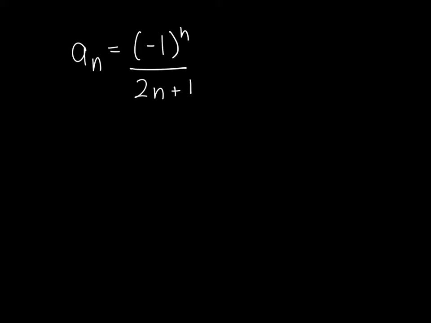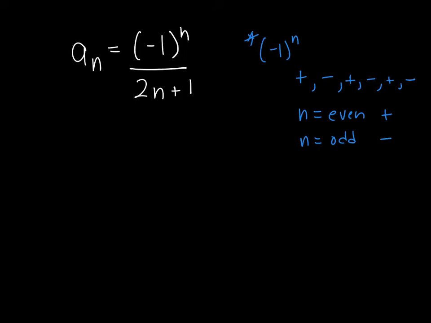So I want to talk about this one particularly because this one has a special piece in it that's really important. If you ever see -1 to the n power, this will give you a sequence that alternates signs. The first will be positive, the next term will be negative, positive, negative, positive, negative. And that's due to the fact that when n is even, you'll get a positive number, and whenever n is odd, you get a negative number.